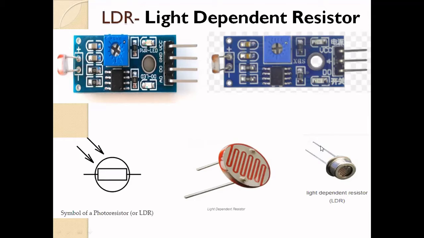Next, this is the normal LDR. There are two LDRs here. This is one type and this is another type. And this is the symbol of the LDR, which is called a photoresistor.